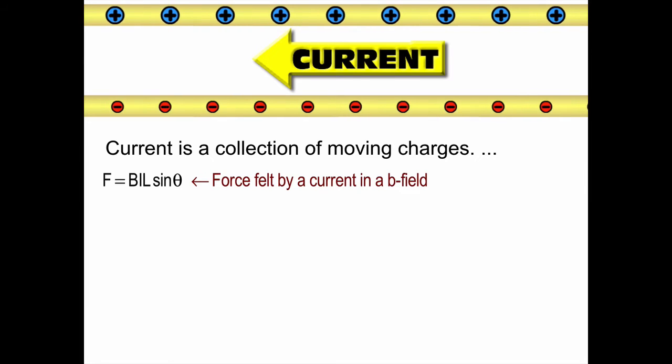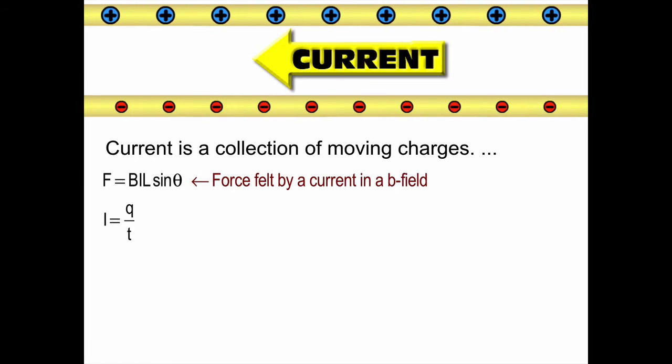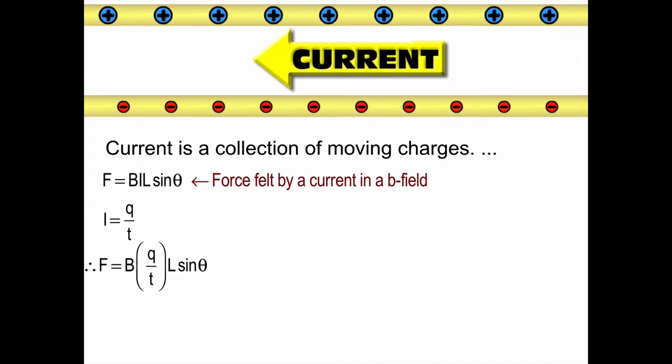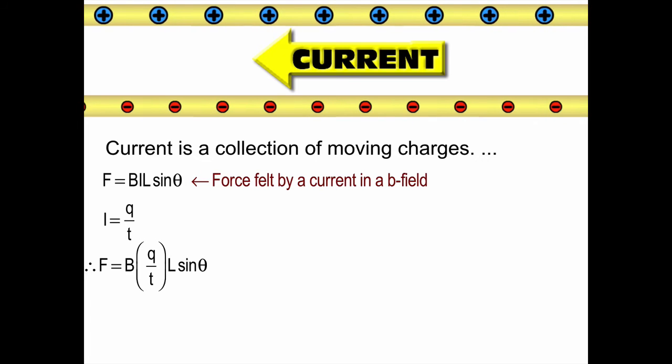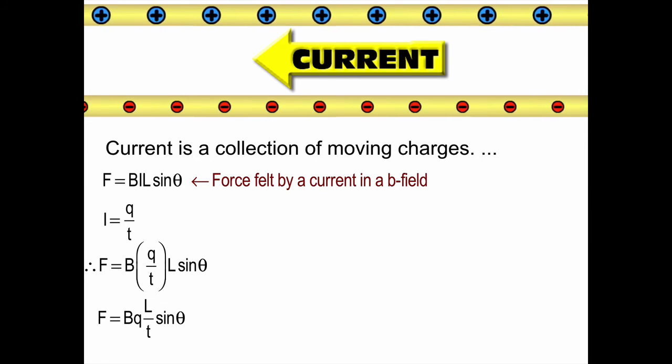Well, if I want to look at this a little bit differently as charges through space, I may not know the current. So I can look at this and say, well, I, that's the current, is equal to the charge divided by the time. And I can make a substitution for I in the formula. So now, instead of BIL sine theta, it becomes BQL sine theta divided by T. And now I can make it look a little different and slide the T over, so it's still in the denominator of the entire equation.